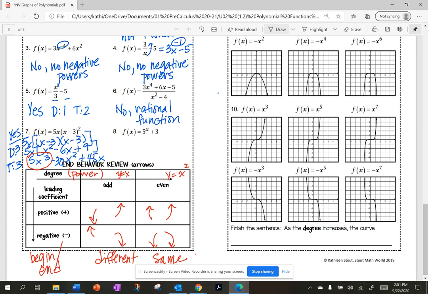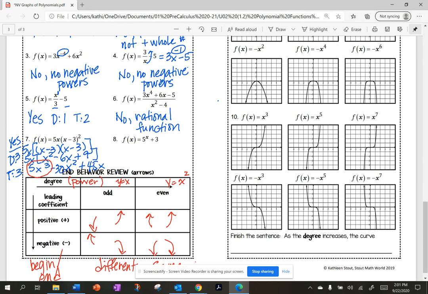If I keep adding to the power, I notice, and it doesn't matter whether I have even or odd functions, that the curve becomes narrower and flatter the higher the power becomes. And it doesn't matter whether it's an even or an odd power.